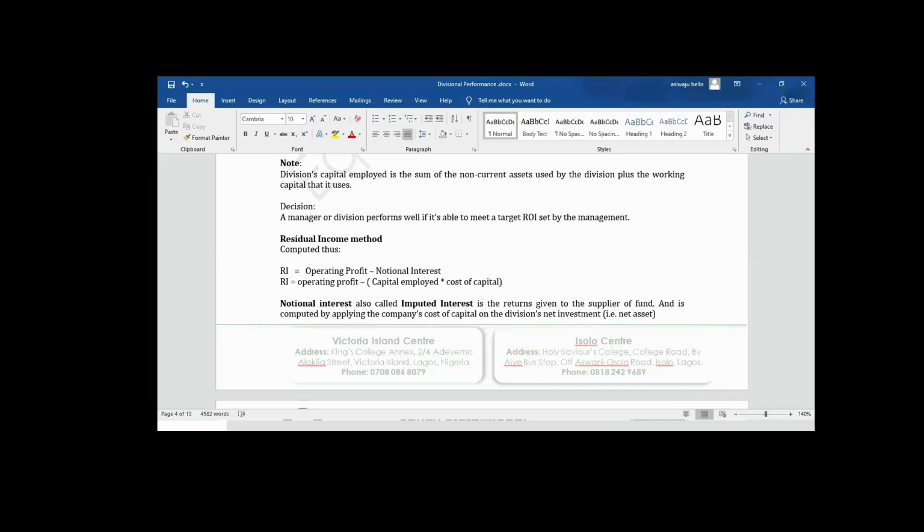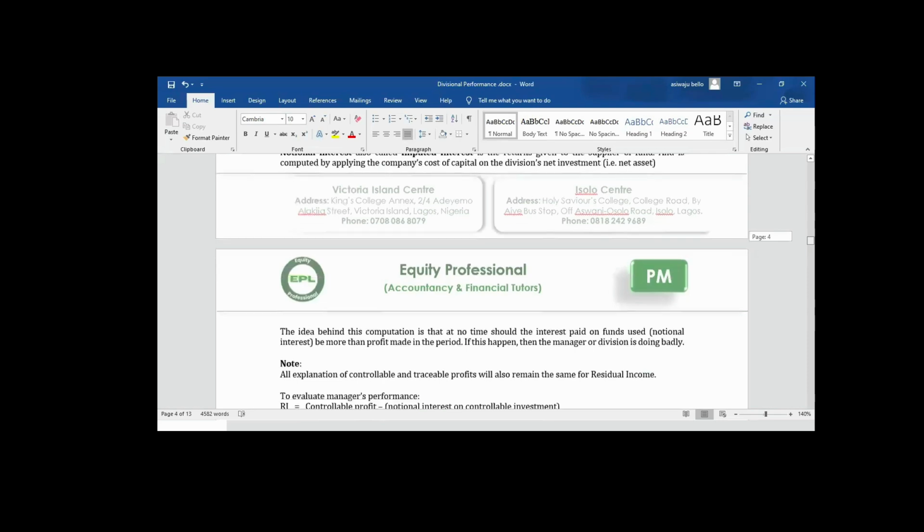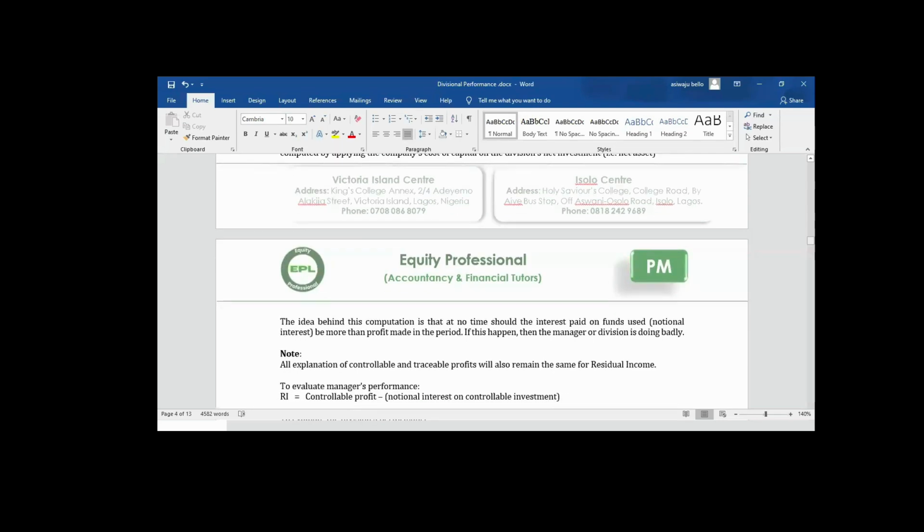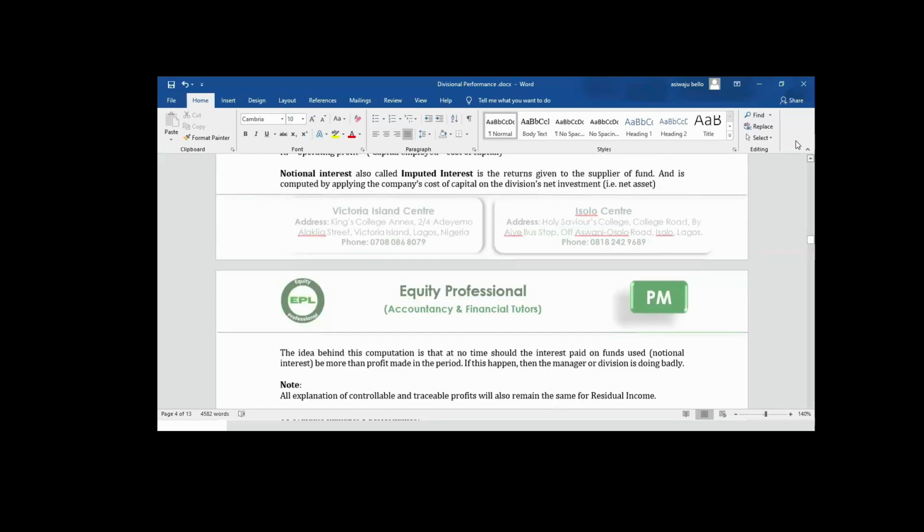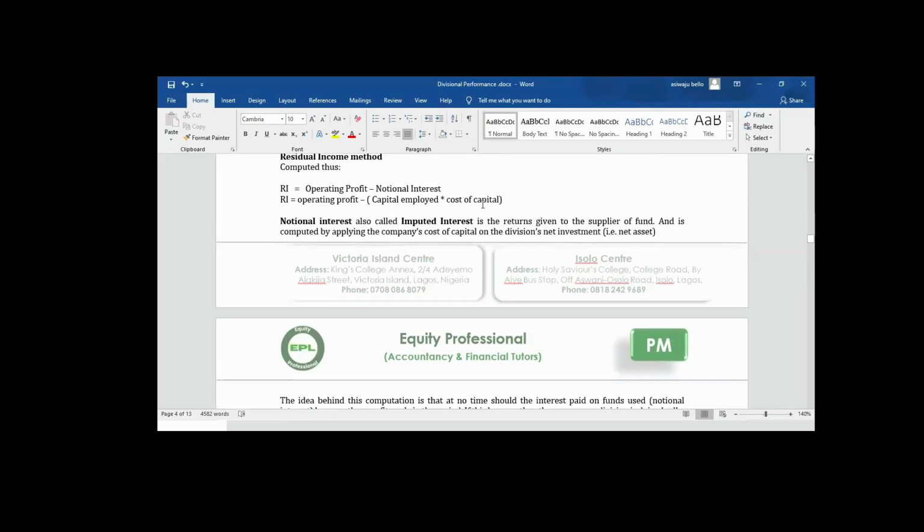Notional interest is also called imputed interest. It is the return given to the suppliers of funds and is calculated by applying cost of capital on net investment, capital employed. The idea behind this computation, please listen to this point. Our residual income is calculated as operating profit minus brackets capital employed multiplied by cost of capital. Please note, capital employed multiplied by cost of capital is what we call notional interest. It's also called imputed interest.